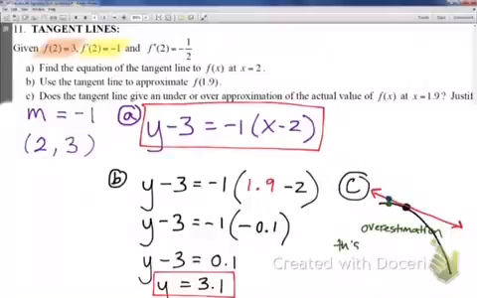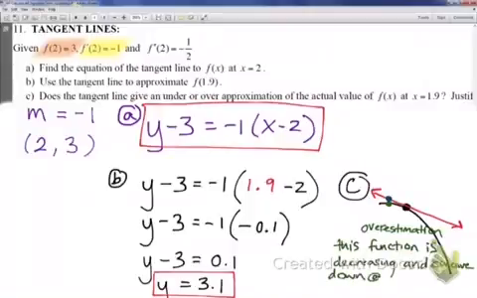This function is decreasing and concave down at x equals 2. Therefore, the tangent line lies above the curve.